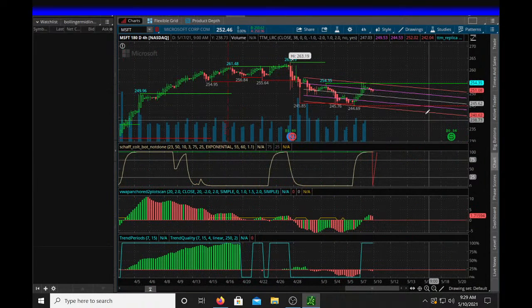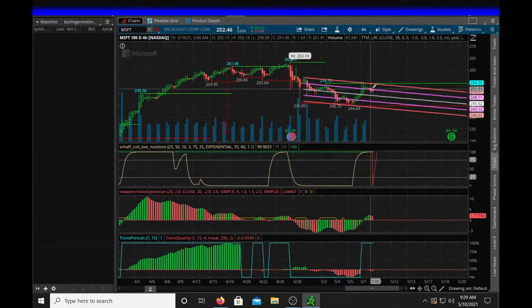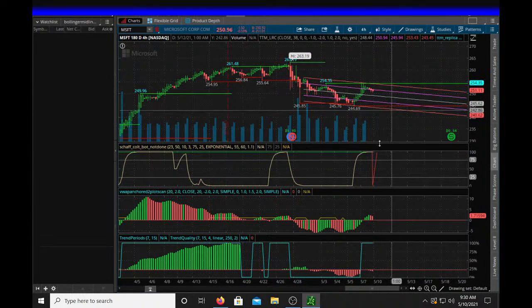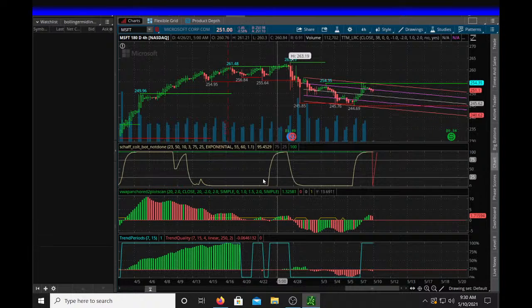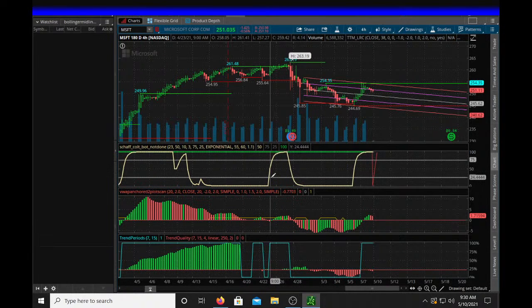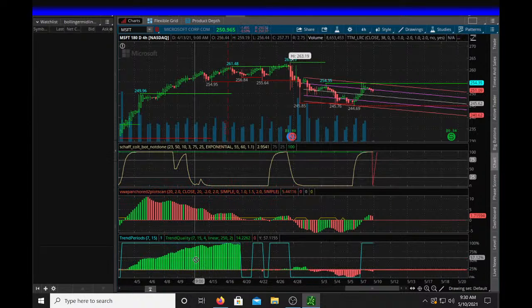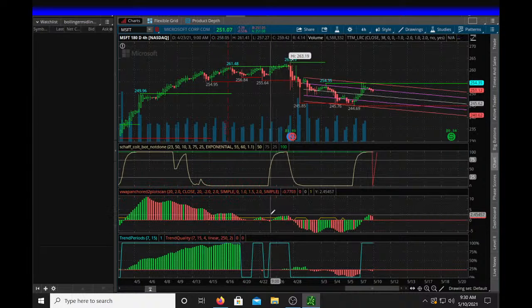Looks like on the 4-hour chart, we're going to be seeing a downwards push. Even though right now it's bullish, it just seems like that won't last forever. The trend may stay bullish overall, but we're going to get these fluctuations in between. Now this is the HA Colt and the Schaff indicator. And this is trend periods, and this is a custom-made scan.